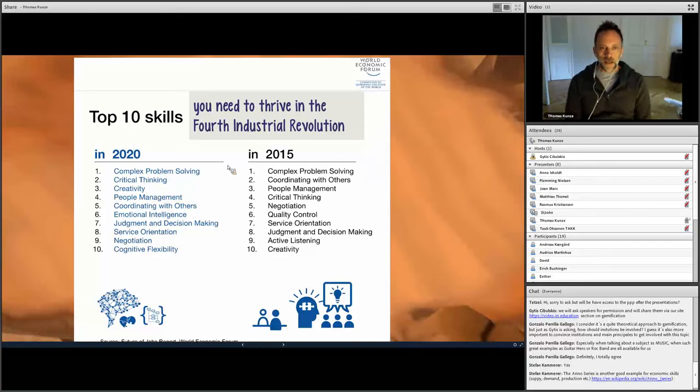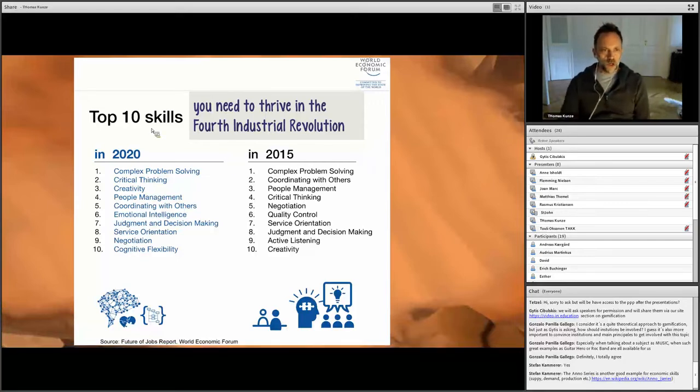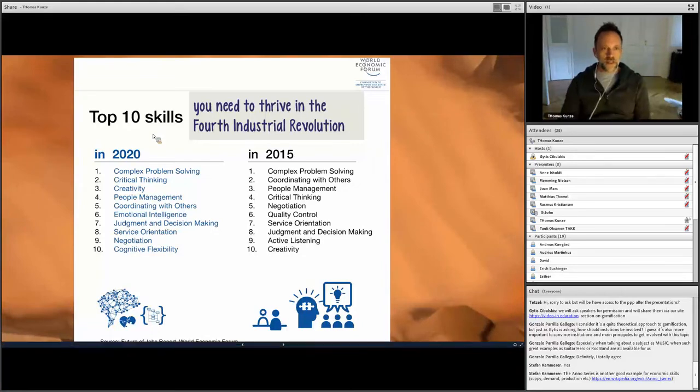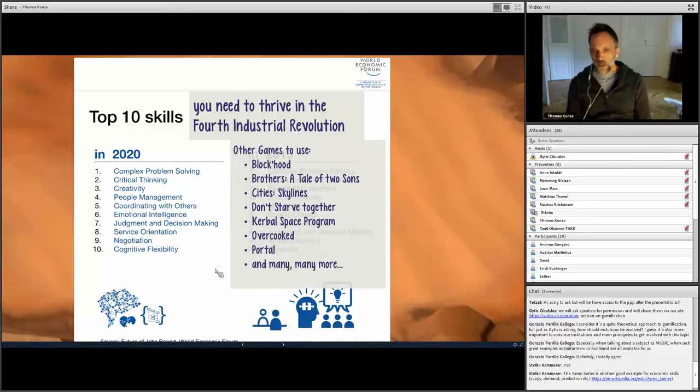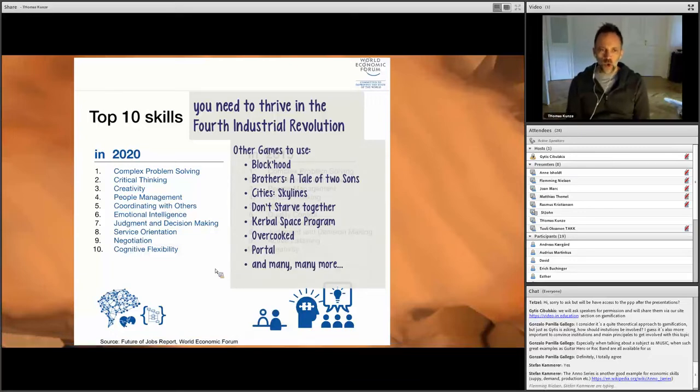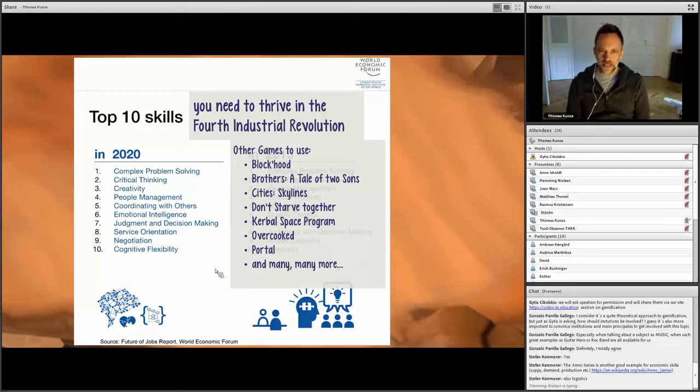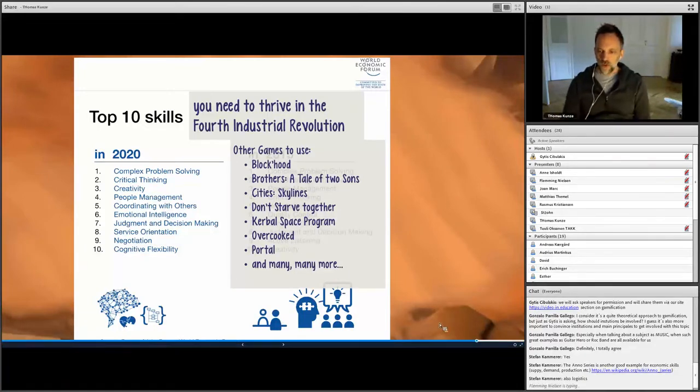So I put a chart here that is presented by the World Economic Forum, and it presents the top 10 skills you need to thrive in the fourth industrial revolution. And there are actually all the skills I was talking about before. And there are also quite a big number of games you can use to work on these skill sets. For example, there are games like, I need to check here.